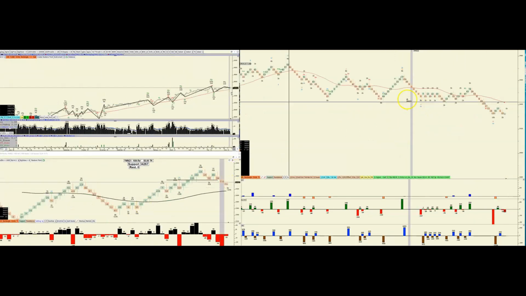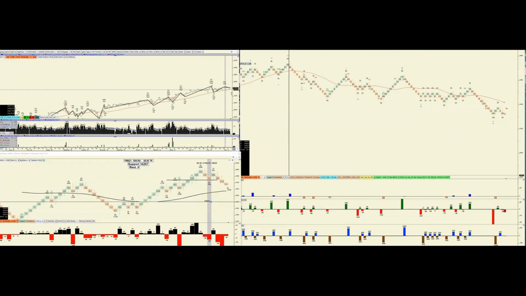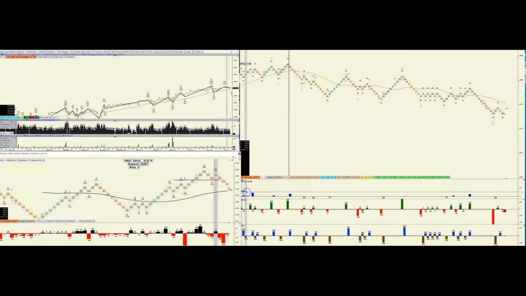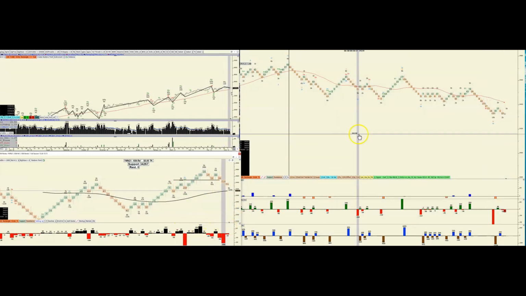All right, so this is a chart. This is really interesting, folks. This is the YM, and if you take a look, it's coming down to that level. Now I don't know why there's so much volume there, but maybe it's buying, I don't know.